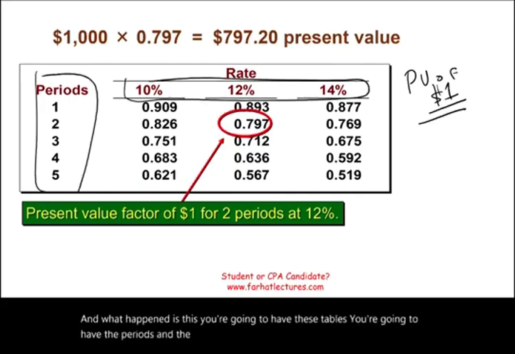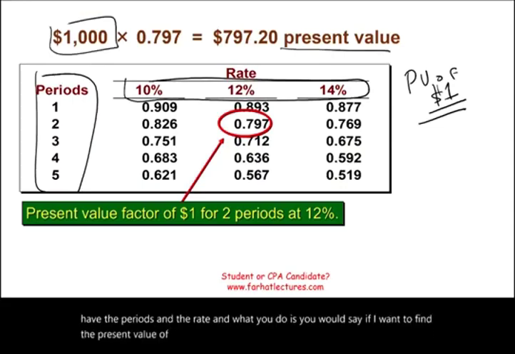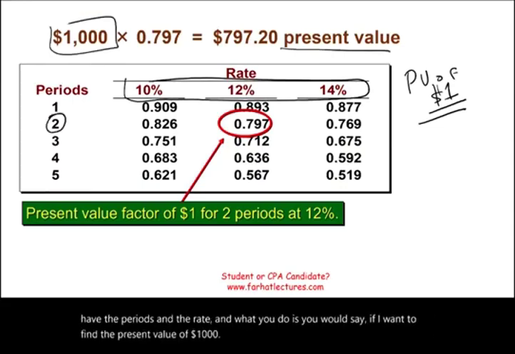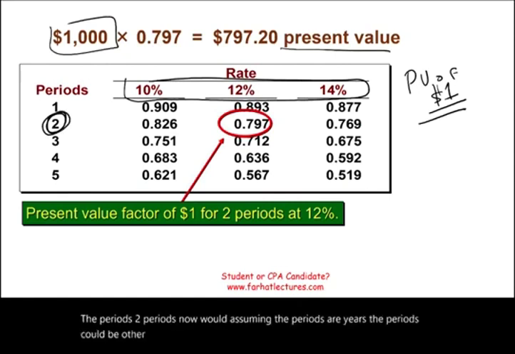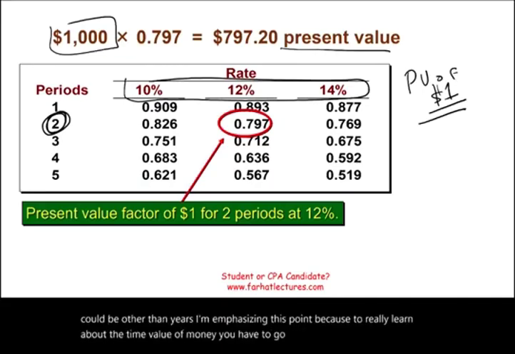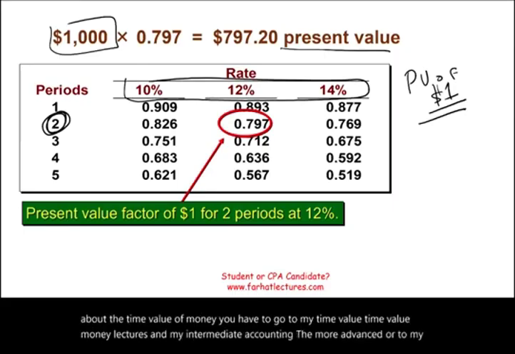And what you do is this. You would say, if I want to find the present value of $1,000, the periods, 2 periods. Now, we're assuming the periods are years. The periods could be other than years. I'm emphasizing this point because to really learn about the time value of money, you have to go to my time value of money lectures in my intermediate accounting, the more advanced, or to my finance course. But this is good enough for now.